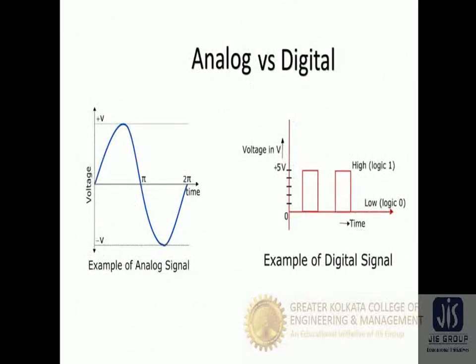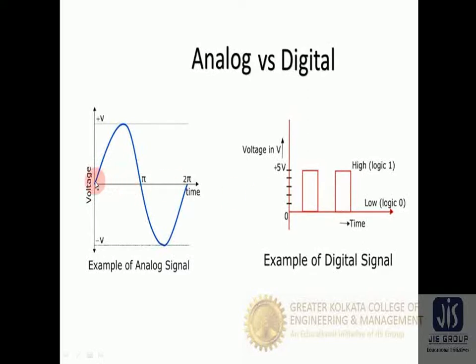See, here we can see a signal. You can see that here is an analog signal, and on the right side we have a digital signal. On the left side we have an analog sinusoidal wave signal, and on the right side we have a square wave digital signal. We will explain why it is analog and why it is digital.